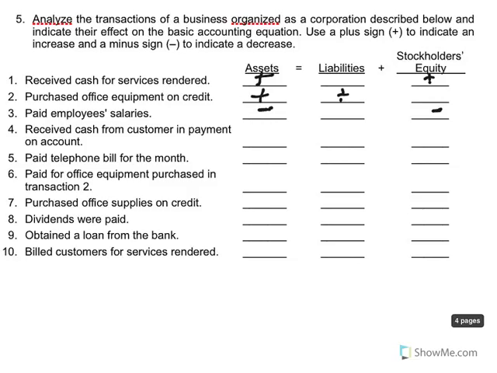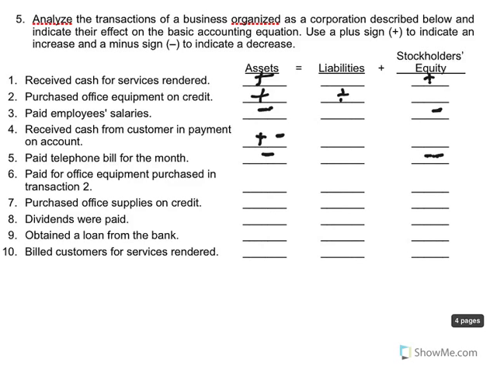Received cash from the customer in payment of account. Well, I got a plus there. I received cash from a customer, but accounts receivable went down, so there's also a negative in the assets. I paid the telephone bill for the month. I paid with cash. Cash assets go down, and the expense decreases shareholders' equity. So the negative is over there.